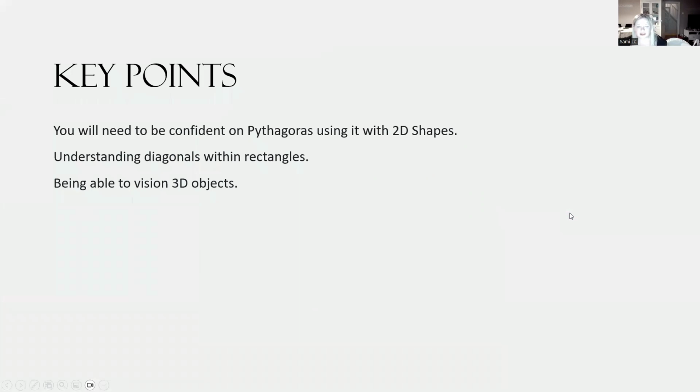Okay, so key points: you need to know what Pythagoras is to start off with, and be able to use it with 2D shapes. Most people would have seen that it's a squared plus b squared equals c squared, or a squared plus b squared equals h squared. So there are 2 different versions of this. H squared just stands for the hypotenuse. We tend to use it because it stops the confusion when you're going on to trig.